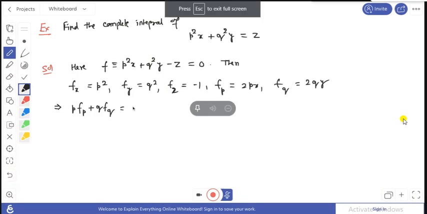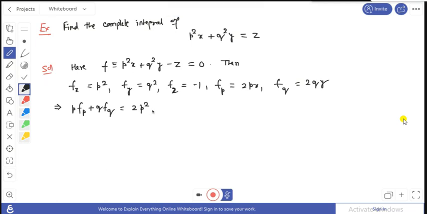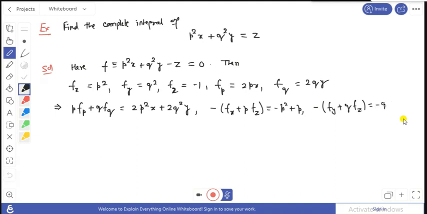So what is the value of that? So this is 2p square x plus 2q square y. And the second one is what is the value of this denominator term, fx plus p fz. So here we can find this is minus of p square plus p, and another is minus of fy plus q fz. So this is minus of q square plus q. Okay, so you can find these values.